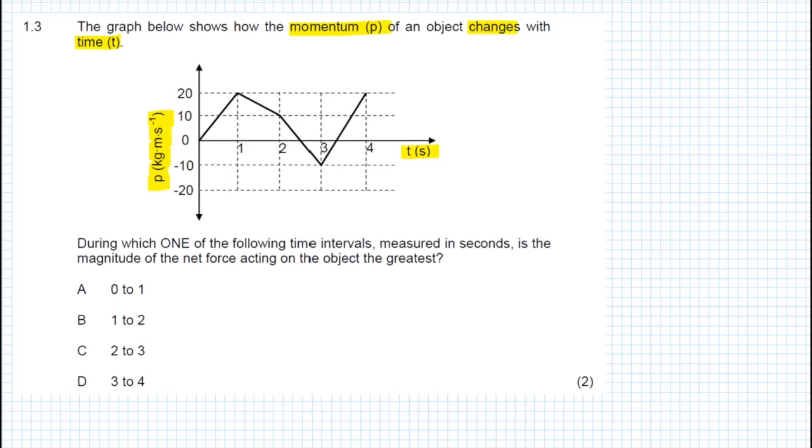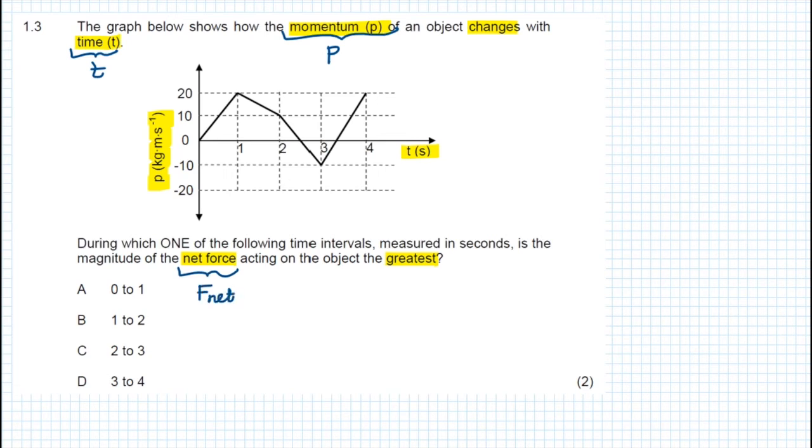They say during which one of the following time intervals, measured in seconds, is the magnitude of the net force acting on the object the greatest. This means the biggest. We have 0 to 1 second, 1 to 2 seconds, 2 to 3 seconds, or 3 to 4 seconds. Now, the physical quantities that we are dealing with in this question are momentum, symbol P, time, symbol T, and the net force, which is given the symbol F net.